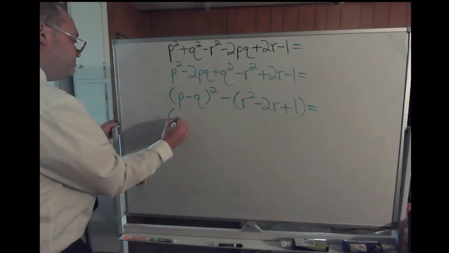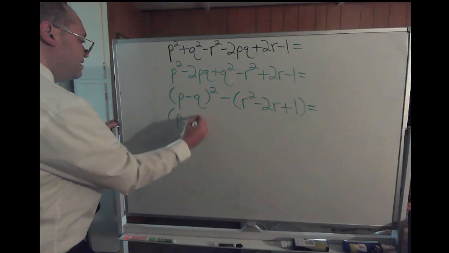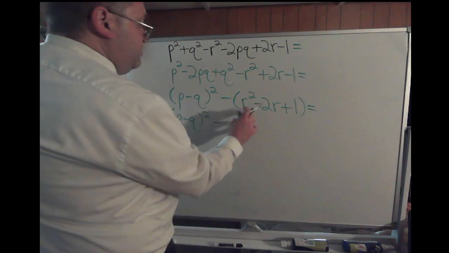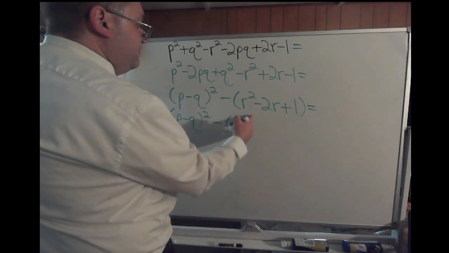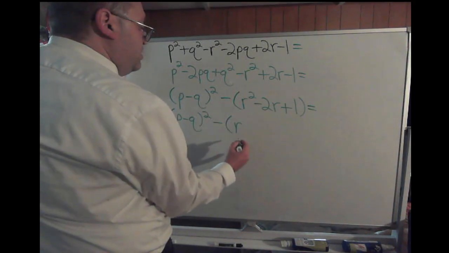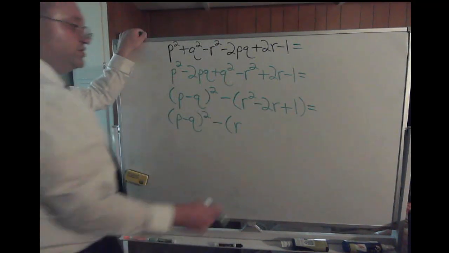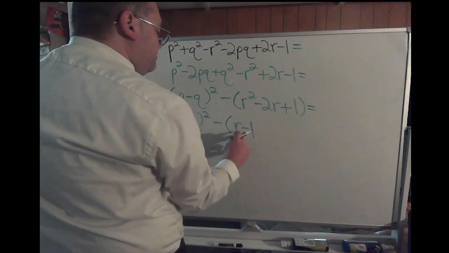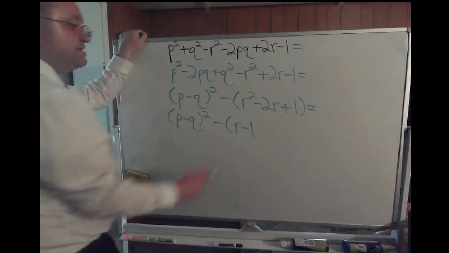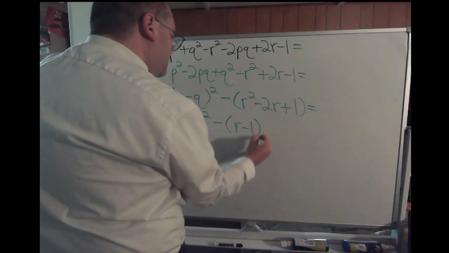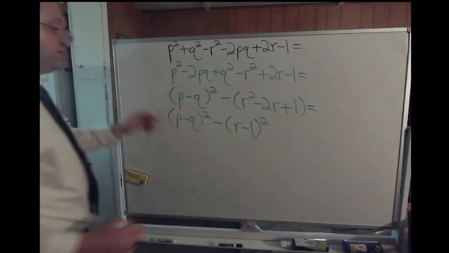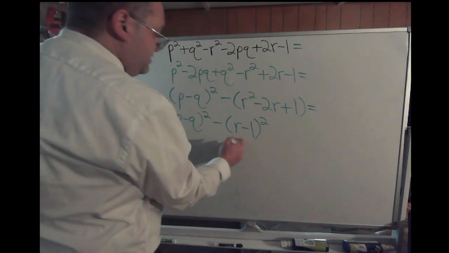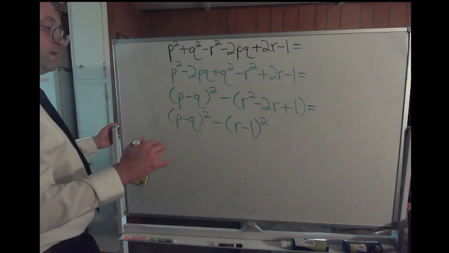Because we'll keep your p minus q, that quantity, squared, minus, then you have the square root of r squared, well, that's r. You have a negative sign for your middle term, so you need a negative root of positive 1. That'd be negative 1. If you take 2 times r times negative 1, you get negative 2r. So now you have a difference of squares. You have p minus q, that quantity squared, minus the quantity r minus 1 squared.